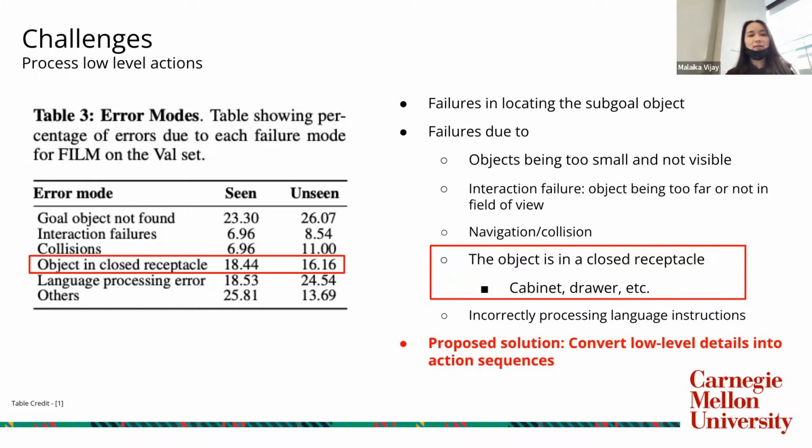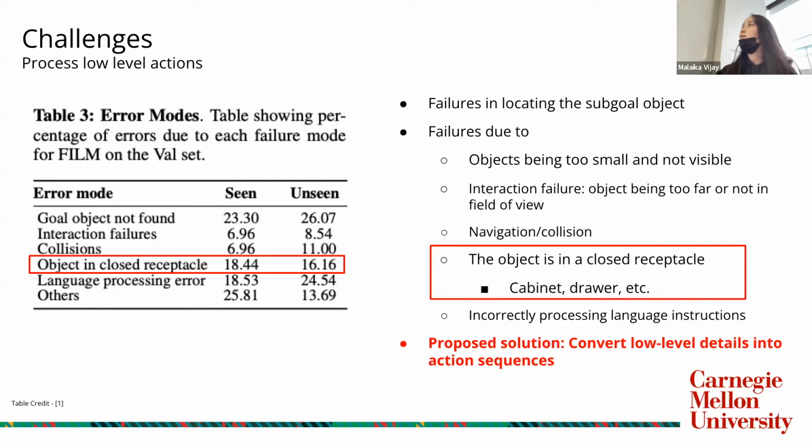There could also be some interaction failures. That means the object is too far or not in the field of view. There could also be some collision during the process of navigation, or the object is in a closed receptacle. And finally, there could be language processing errors. That means we incorrectly process the language instructions. So for now, we'll just focus on the failure mode which is the object being in a closed receptacle. For example, if the object that we want to pick up is in a cabinet or a drawer, then we might not have access to the object.